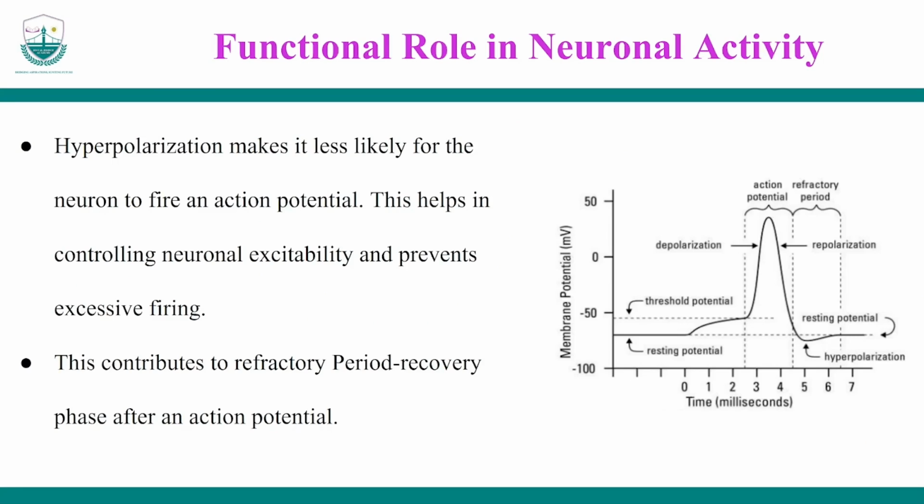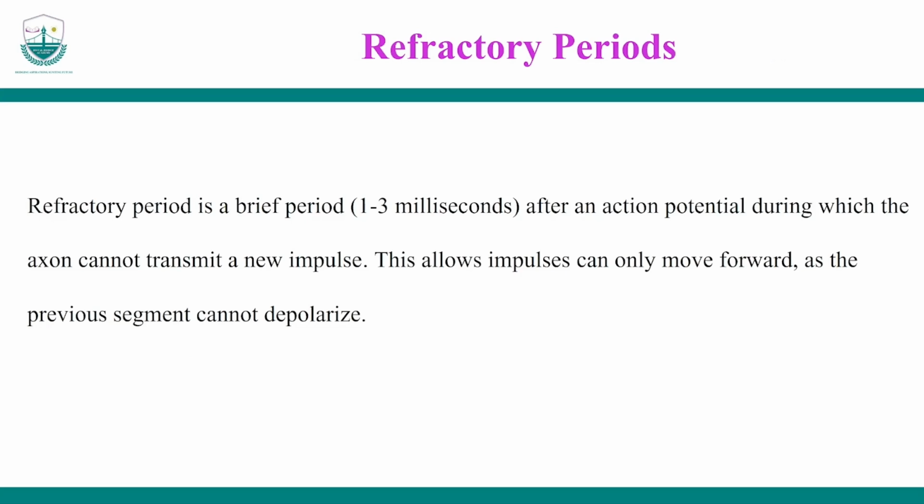It is this hyperpolarization that contributes to the refractory period, a phase in which excitability of the neuron is reduced, almost to zero. And we'll see that we have two types of refractory period. But before we go to that, the refractory period is that brief period, between 1 to 3 milliseconds, where after an action potential, you cannot have another impulse or action potential being generated along the neuron.